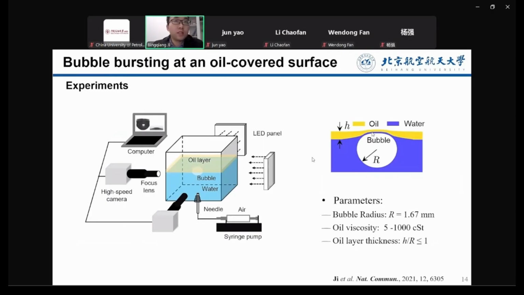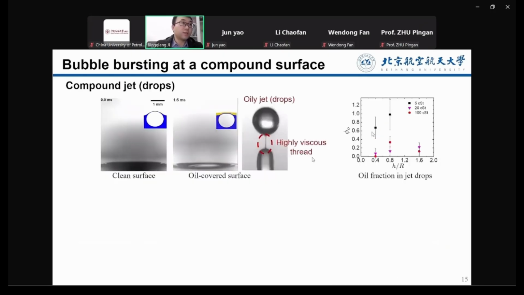This is our experiments. In the experiments, about 0.7 millimeter, a thin oil layer with a viscosity of 5 to 1,000, and a thickness smaller than the bubble is gently placed at the water surface. The water viscosity is about 1 centistokes. And the cavity collapse and the jetting process are observed with two high-speed cameras from two cross directions.